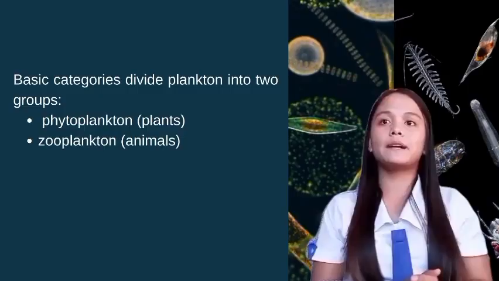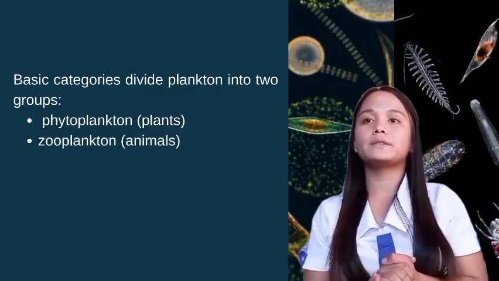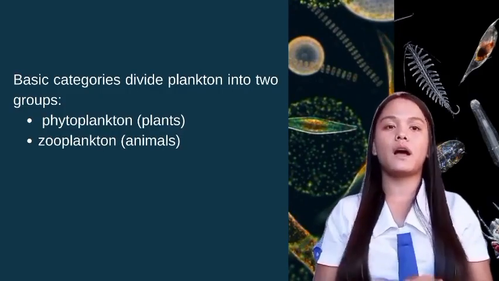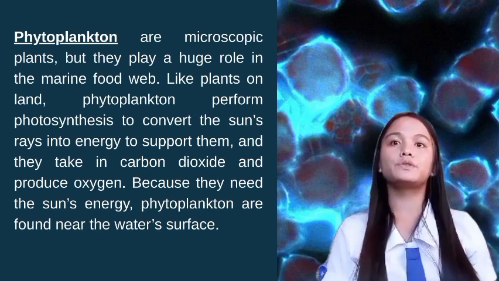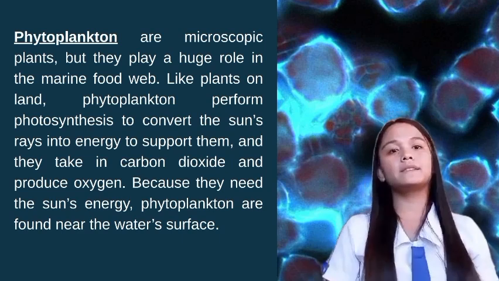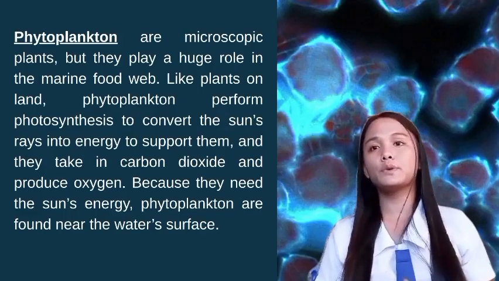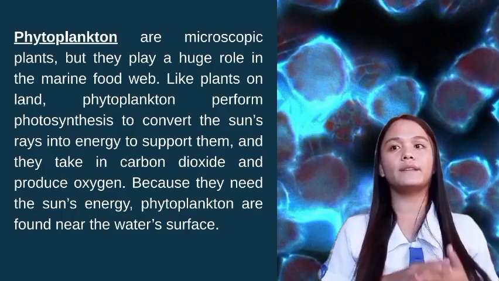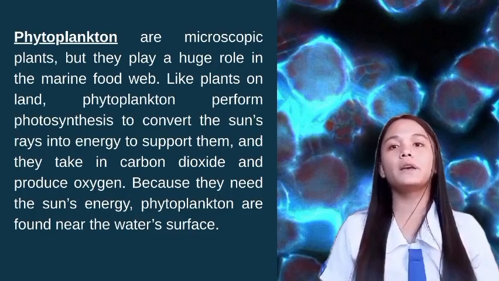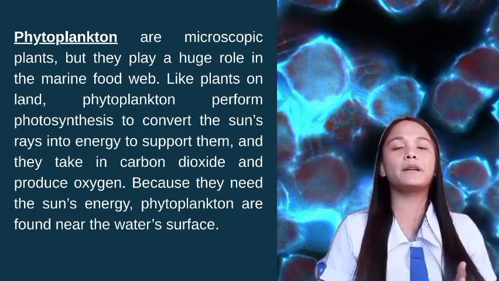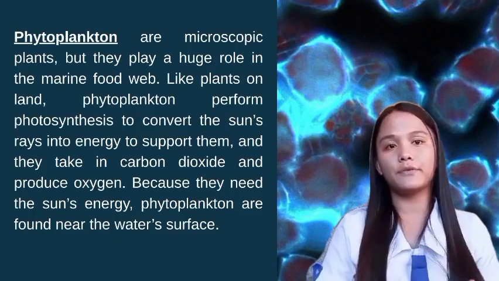Basic categories divide plankton into two groups: phytoplankton, plants; zooplankton, animals. Phytoplankton are microscopic plants, but they play a huge role in the marine food web, like plants on land. Phytoplankton perform photosynthesis to convert the sun's rays into energy to support them, and they take in carbon dioxide and produce oxygen. Because they need the sun's energy, phytoplankton are found near the water's surface.